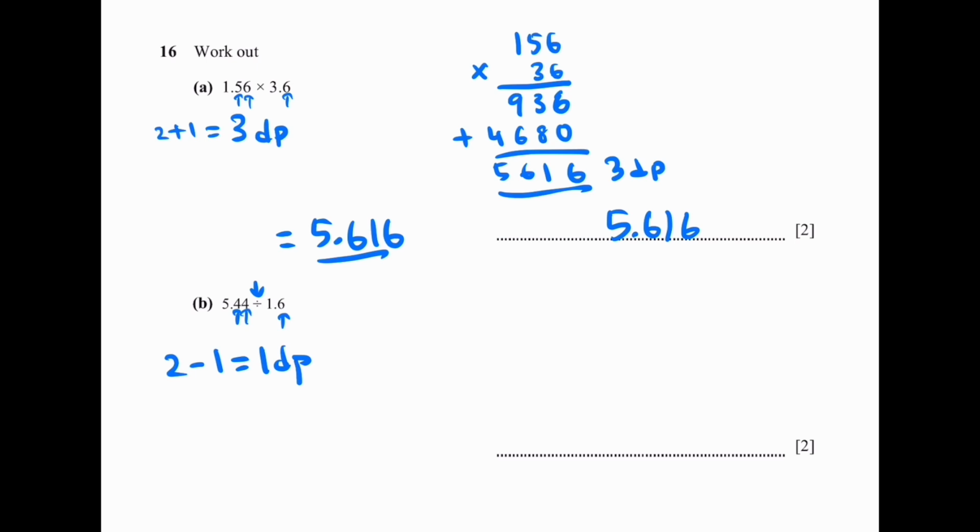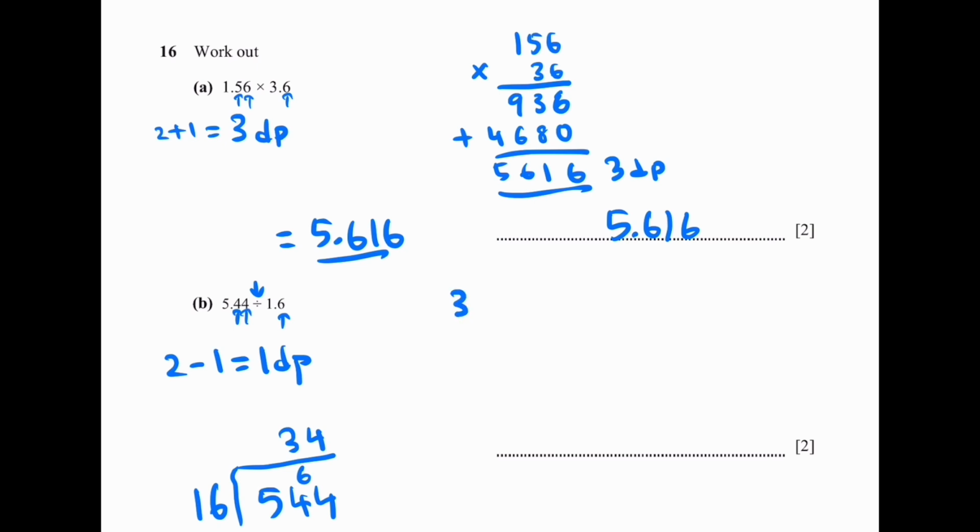Now ignore the decimal places as we did in the last question. 544 divided by 16. So 16 multiplied by 3 is 48. And if you subtract 48, it will become 64. 16 multiplied by 4 is 64. And we get the answer as 34.